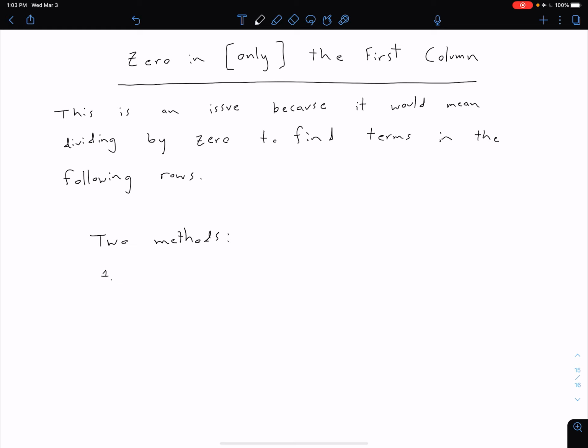The first one we're going to look at in this video, and it's called the Epsilon method. The second one we're going to come back to in the next video, and that's going to be the reverse coefficients method.